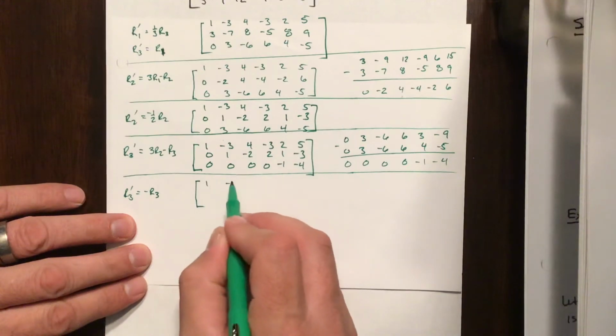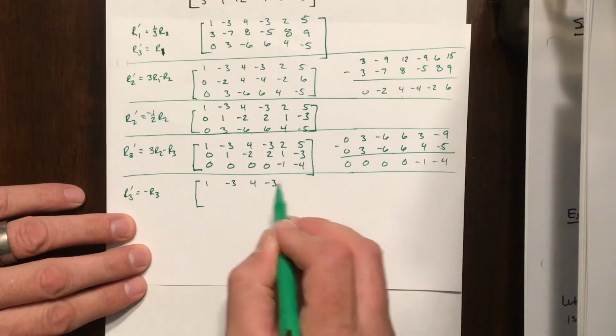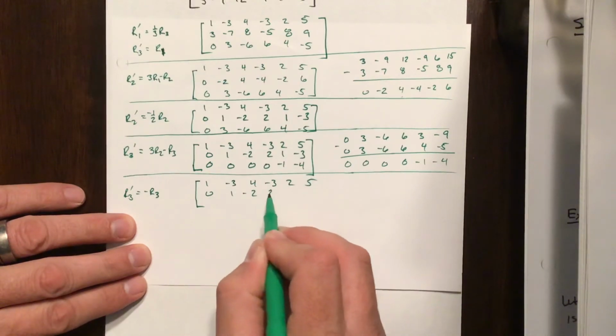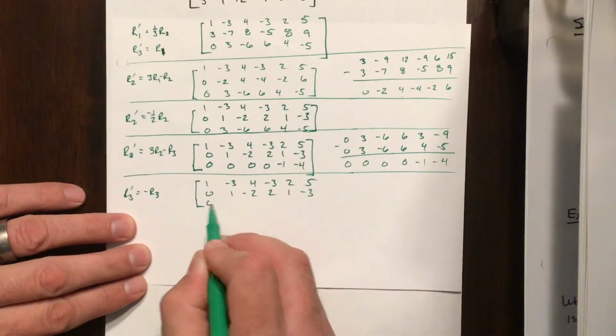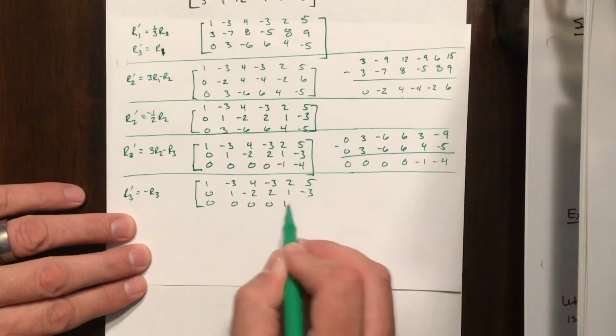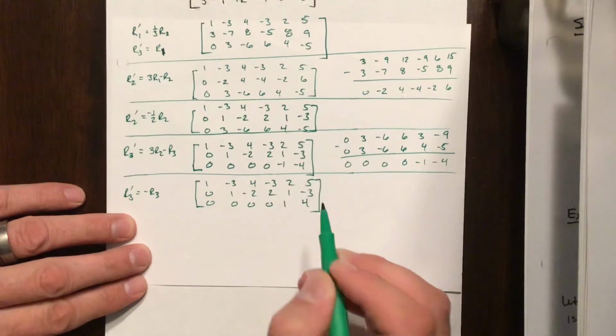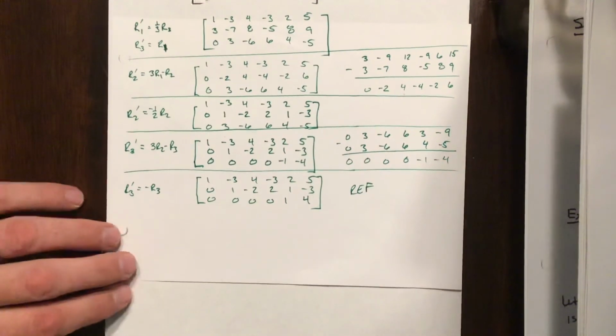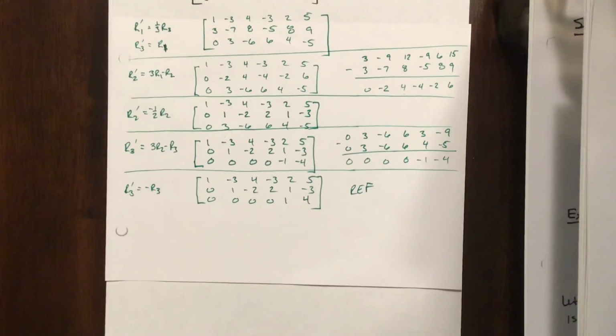So you get 1, negative 3, 4, negative 3, 2, and 5. 0, 1, negative 2, 2, 1, and negative 3. 0, 0, 0, 0, 1, and 4. Okay, and now we are in row echelon form. That's what it looks like.